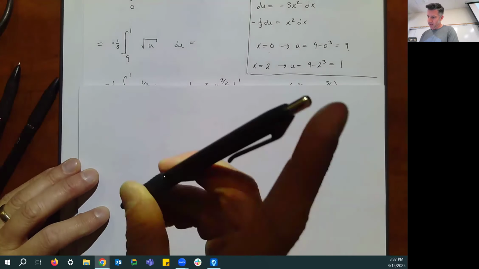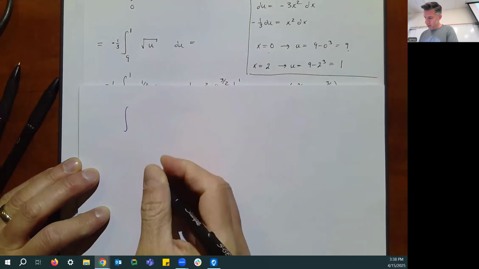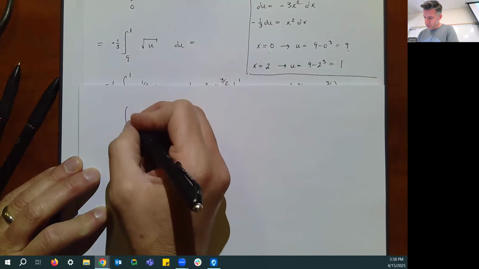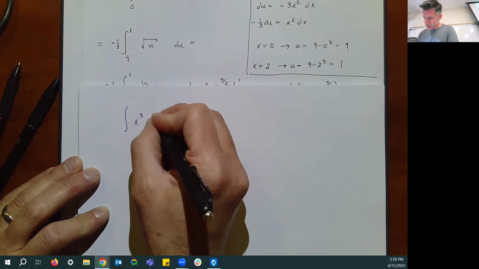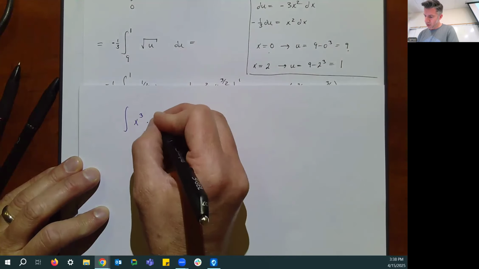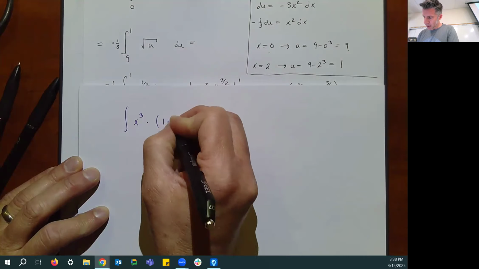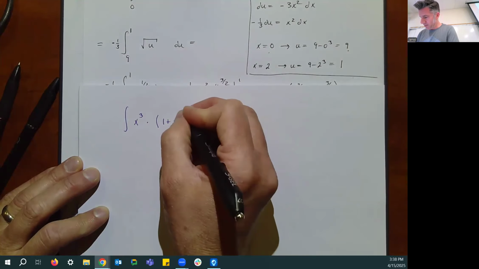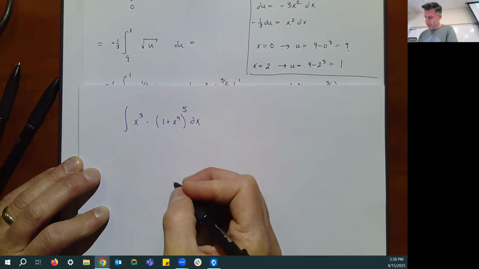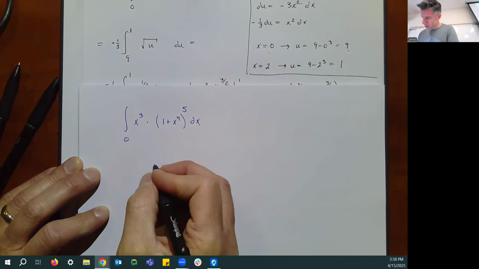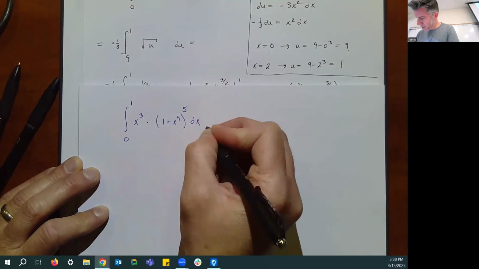So let's say we have the integral of x cubed times 1 plus x to the 4th, to the 5th power, from 0 to 1. Yeah, try that.